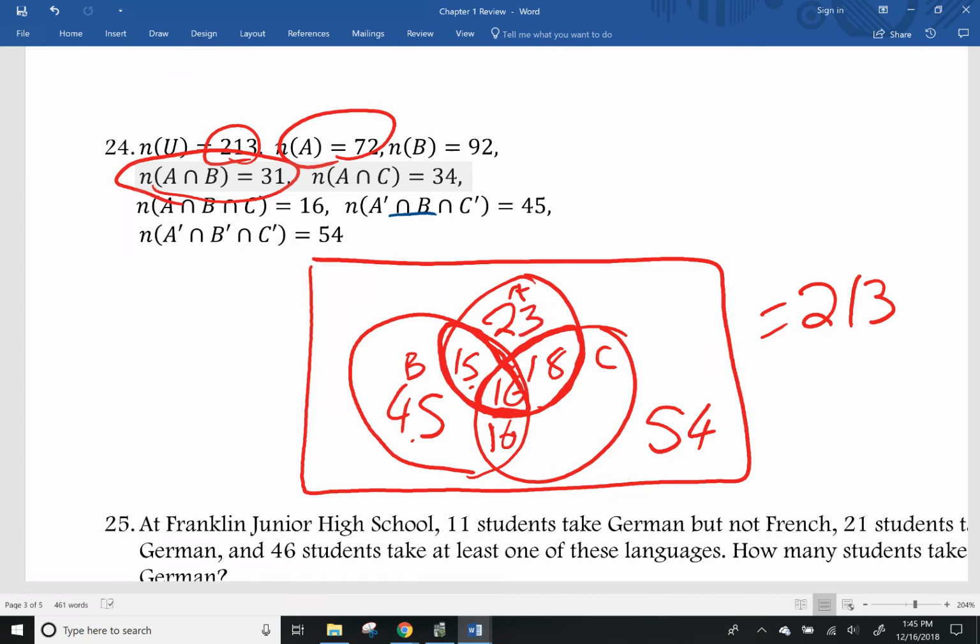And now all I have to do is figure out how much is in that C portion. So to do that, I'm going to take 213. I'm going to subtract every single other number there from it, and we'll see what's remaining. So 213 minus, we'll start with 54, then we'll do 23, 15, 16, 18, 16, and 45. And I got 26. So that means the leftover bit is 26. It goes in C.